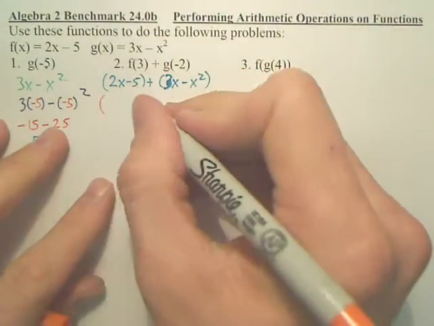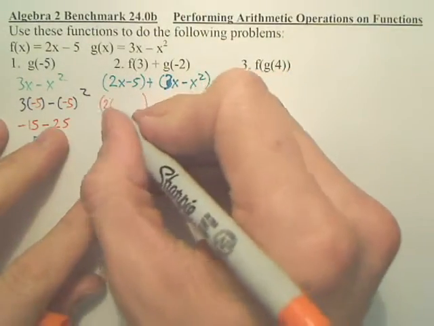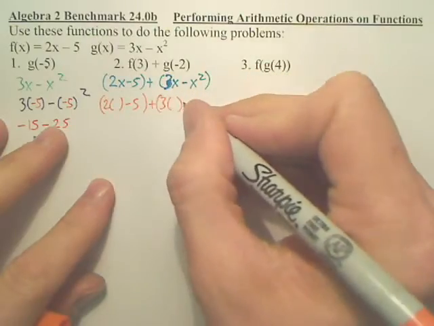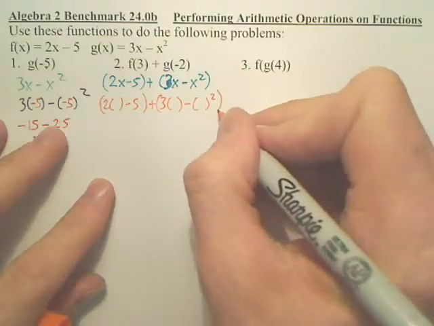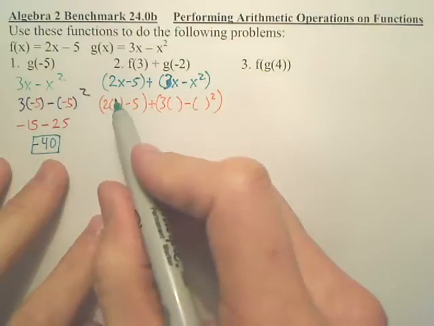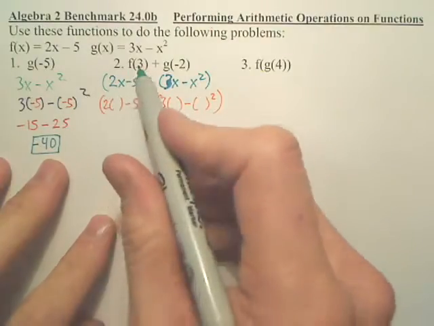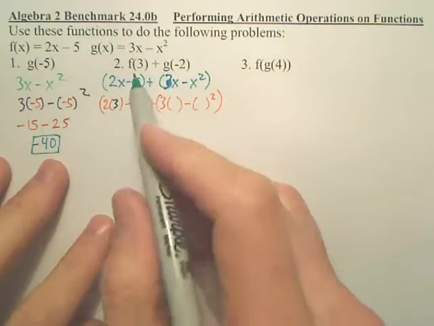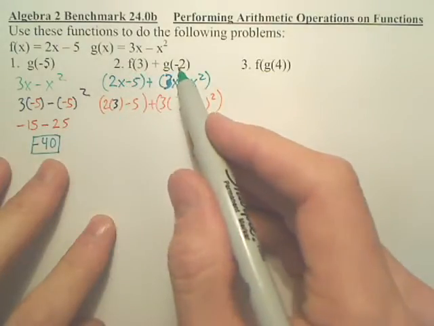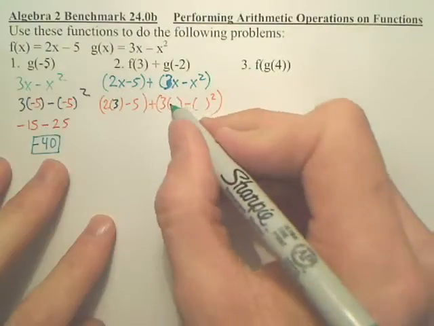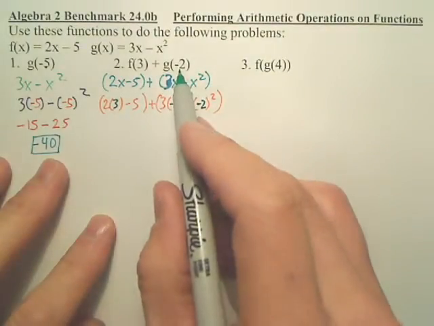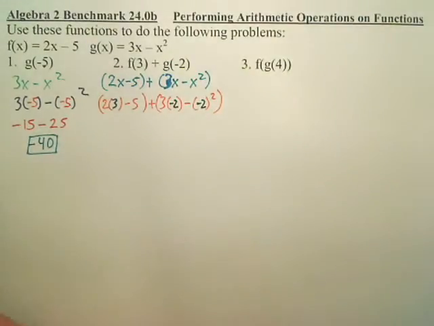Well, for the first one, we have 2 blank minus 5. For this one, we have 3 blank minus blank squared. So what's going into this blank? What are we plugging into f? 3. For the first one, for f, we're plugging in 3. But for the second one, what are we plugging in g? G, we're plugging in a negative 2. So for g, we're plugging negative 2 in. For f, we're plugging 3 in.